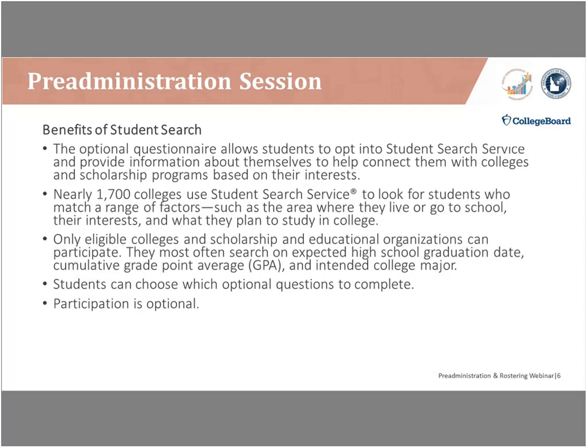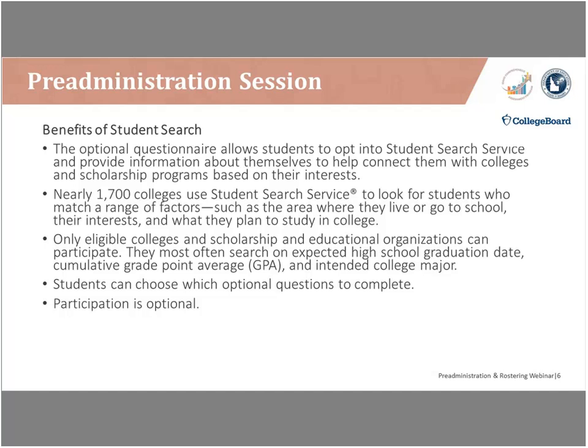A couple of things about the benefits of the student search. The optional questionnaire will allow the students to opt into student search to basically place information in front of about 1,700 colleges, universities, and scholarship agencies so that they can look at a range of information about the students, where they go to high school, their interests, and what they plan to study in college.